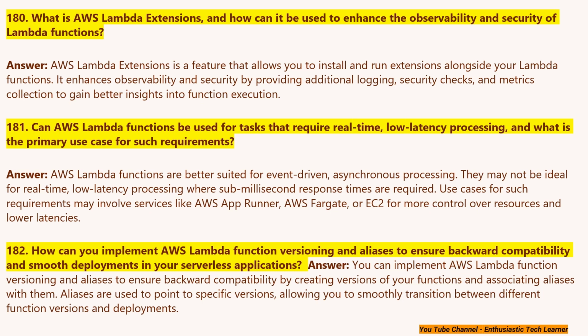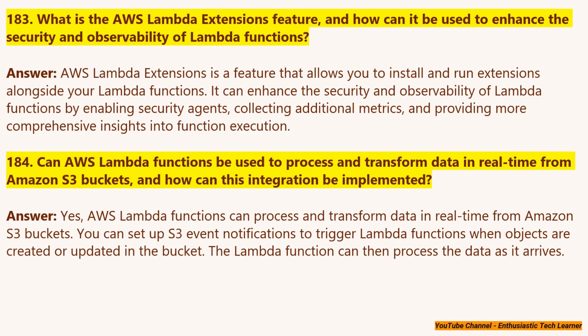What is the AWS Lambda extensions feature, and how can it be used to enhance the security and observability of Lambda functions? AWS Lambda extensions is a feature that allows you to install and run extensions alongside your Lambda functions. It can enhance the security and observability of Lambda functions by enabling security agents, collecting additional metrics, and providing more comprehensive insights into function execution.